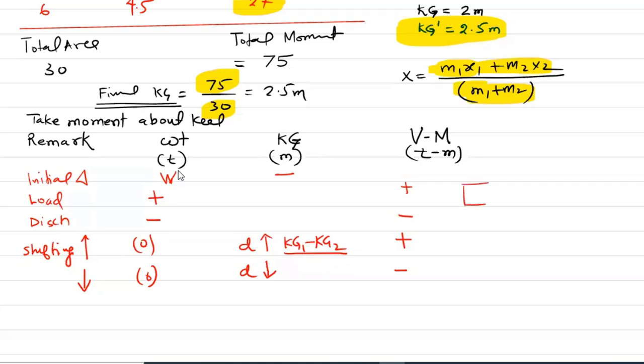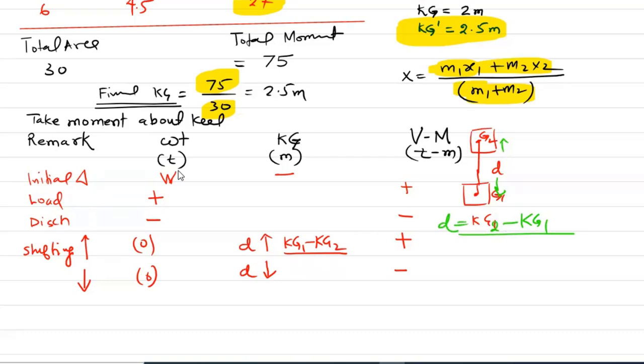Suppose an object is here, its KG is here, and you took it here. So what is the distance shifted? It's KG1, suppose G1, and this is KG2. So the distance shifted is d. I can mark it like this, from this center of gravity to this center of gravity. KG2 minus KG1 in this case, G2 is above. That is the distance shifted. Make sense? Yes, that makes sense.